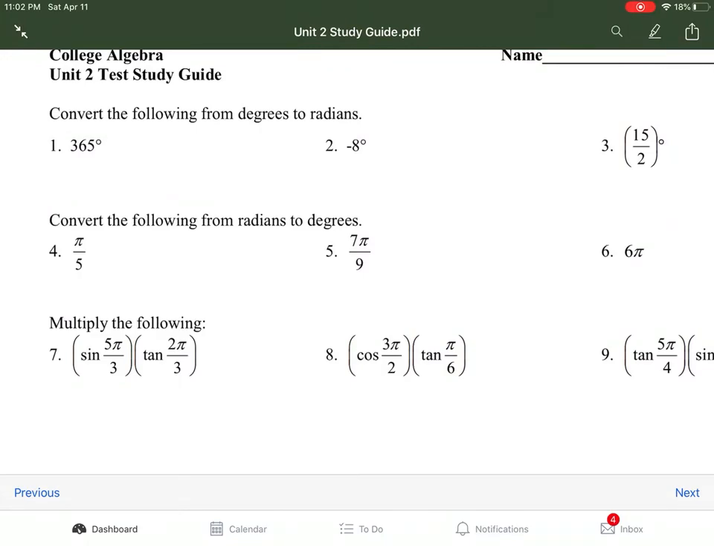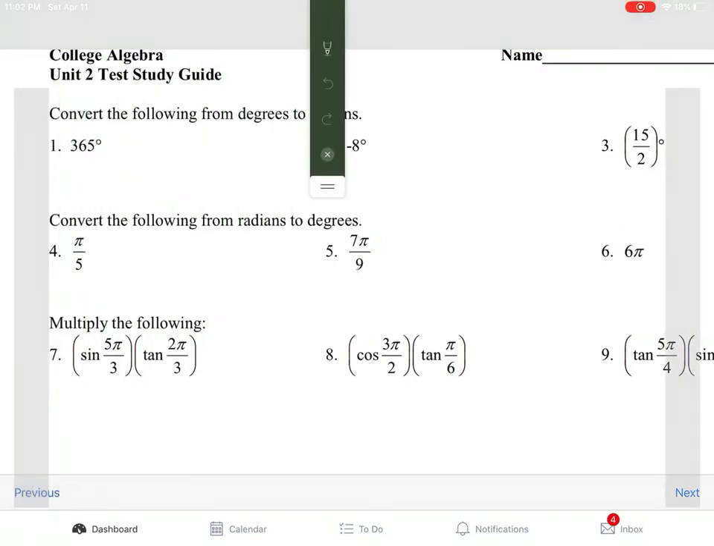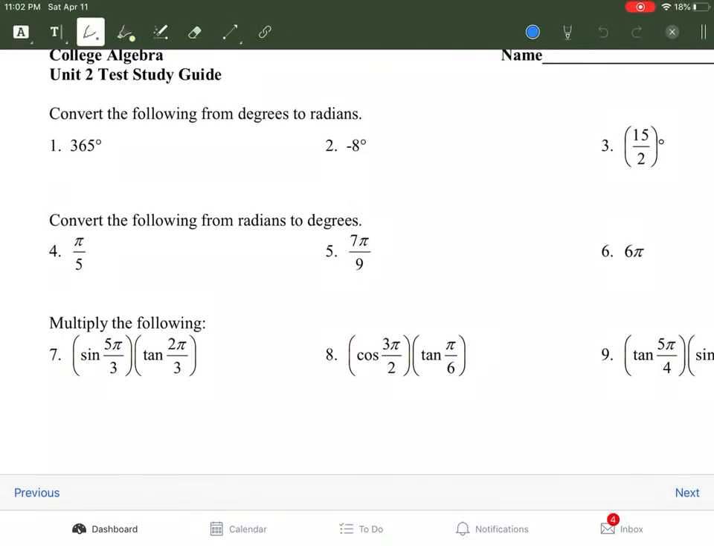First thing you want to do is convert degrees to radians. You are going to need your calculator for this. To do this, you're going to multiply each thing by pi over 180. So you have 365, divide by 180, and then make your fraction.